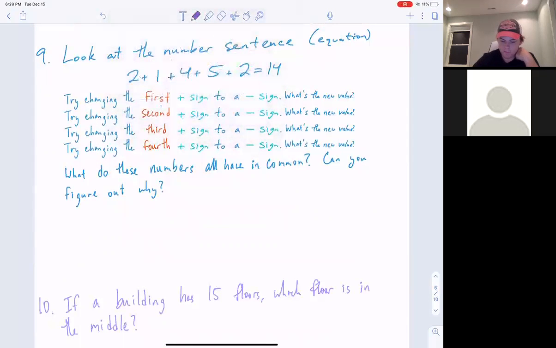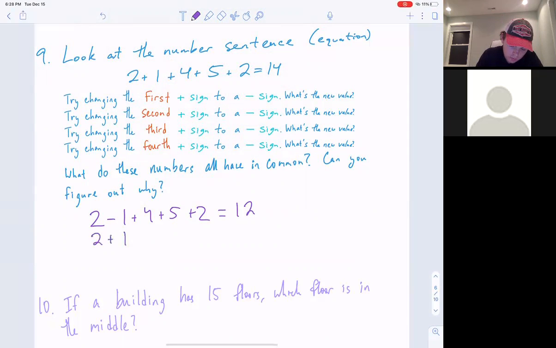So let's try it out. If we change the first plus sign to a minus, we get 2 minus 1 plus 4 plus 5 plus 2. Okay, so 2 minus 1 is 1, 1 plus 4 is 5, 5 plus 5 is 10, and 10 plus 2 is 12. Okay, if I change the second plus sign, we get 2 plus 1 minus 4 plus 5 plus 2.